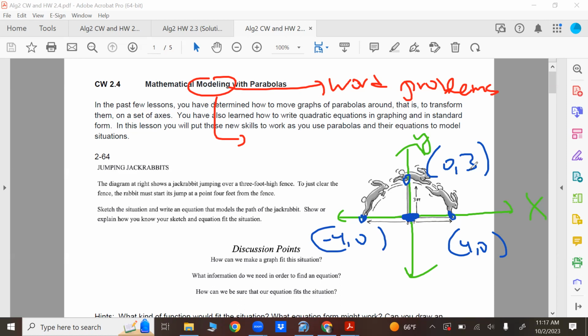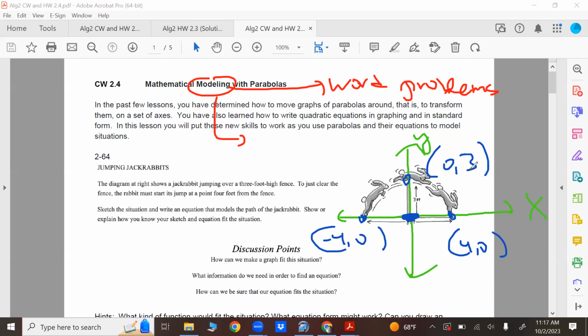I didn't put the y-axis like 10 feet away from the fence. That's crazy. I didn't put the y-axis 20 feet away from the fence. That's crazy. I put it right at the fence, to have nice symmetry, right? Make the math easy for yourself. You get to choose how you want to model it. You can make it hard for yourself or make it easy. Make it easy. So (0, 3) is the maximum height of the rabbit, and then (-4, 0) is where it starts. Where does it end?